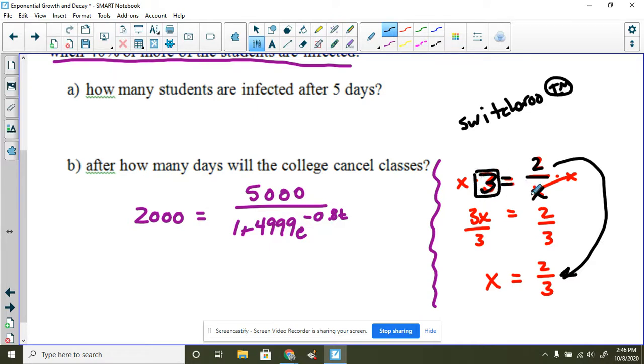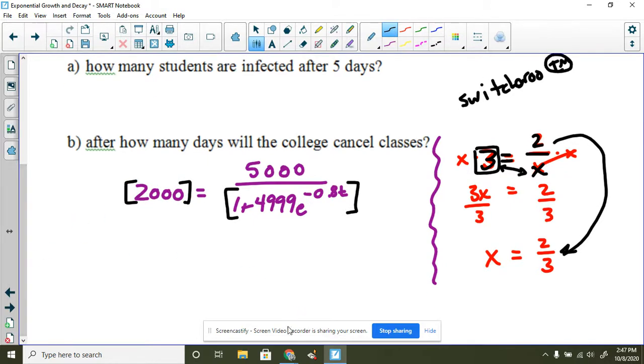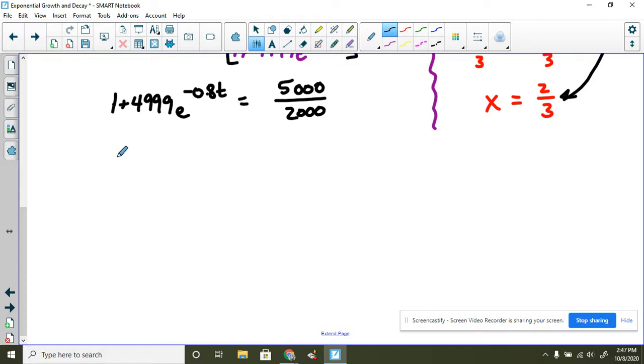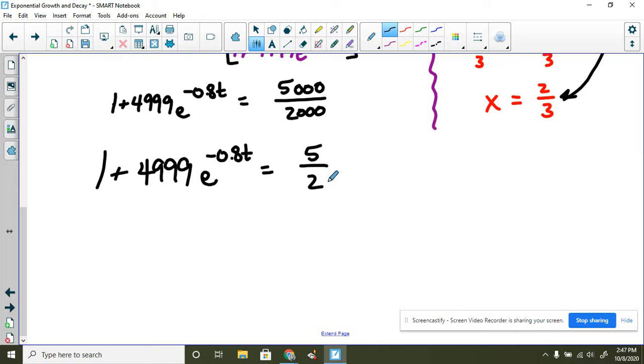When this isn't a fraction, we can just swap these out. In this case, that would mean taking this entire denominator and switching it out with this number that's over here. So my new equation is this entire denominator, 1 plus 49.99 e to the negative 0.8t, and that's equal to 5,000 over 2,000. So we clean this up a little bit. We have 4,999 e to the negative 0.8t, and this is equal to 5 halves, or 2.5, call it whatever you want.